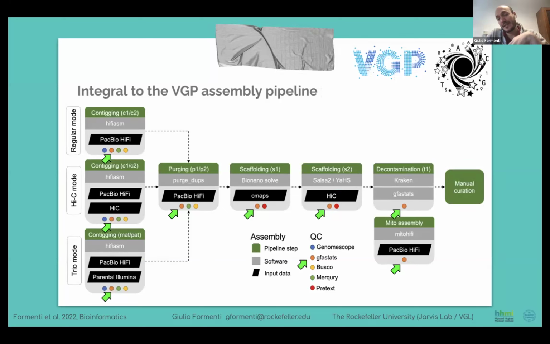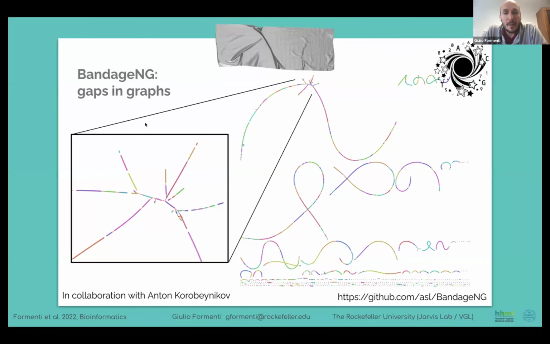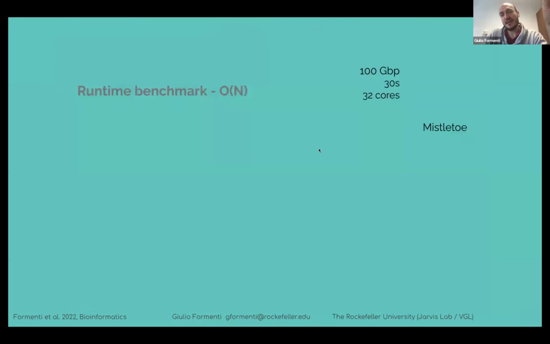And for that reason, we integrate GFA stats in our assembly pipeline at all the steps, either because it's doing the QC or because we use it to actively manipulate the sequences. Now, that's one thing we support by this approach. We've been working with Anton Korobeinikov, the developer of BandageNG, a popular tool to visualize graphs. You can now see the gaps in the graph thanks to this combination of tools, and therefore you get the reconstruction of all the chromosomes and where the gaps are.